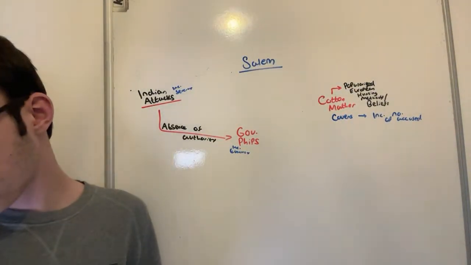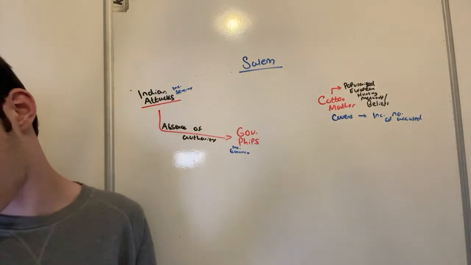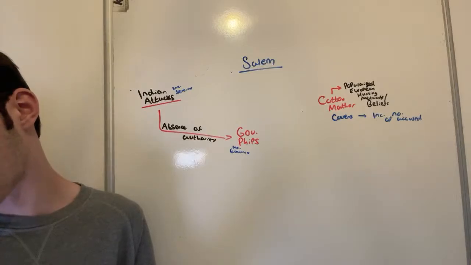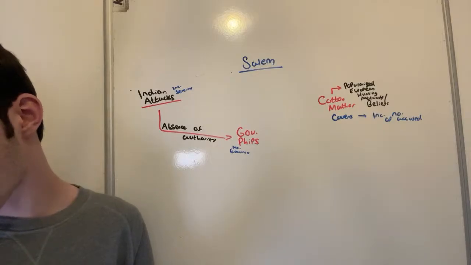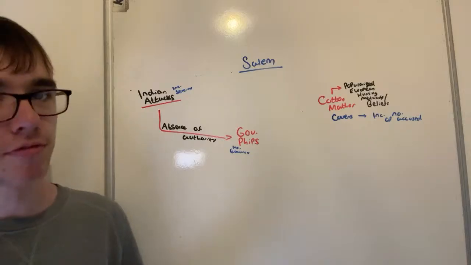Also, the relationship between Cotton Mather and his father, Increase Mather, that's all the mark scheme says. So I don't know what their relationship was like. I might have to look into that. And Cotton Mather's earlier writings, particularly Memorable Providences regarding witchcraft and possessions.